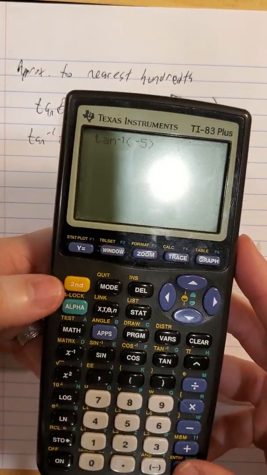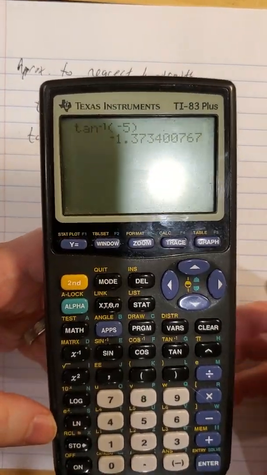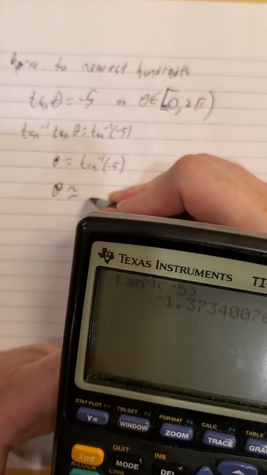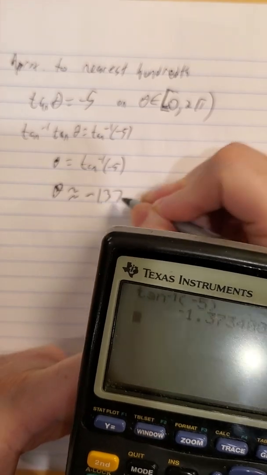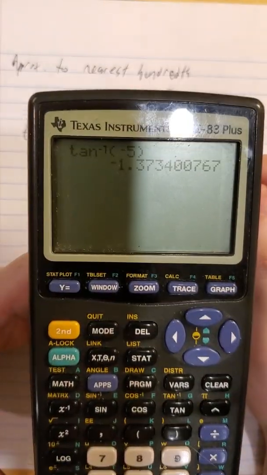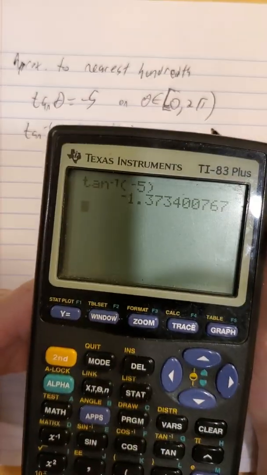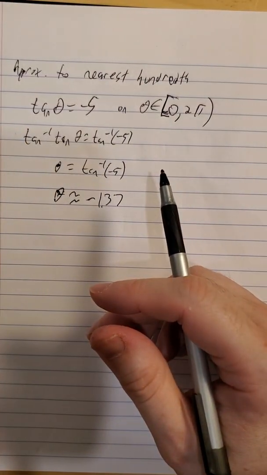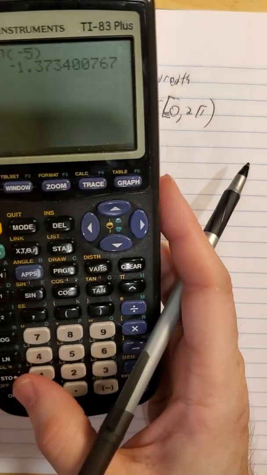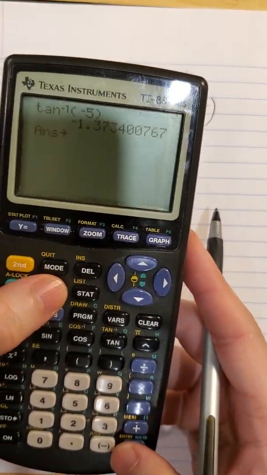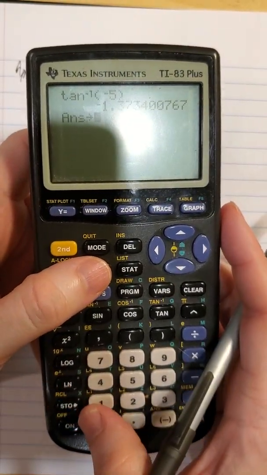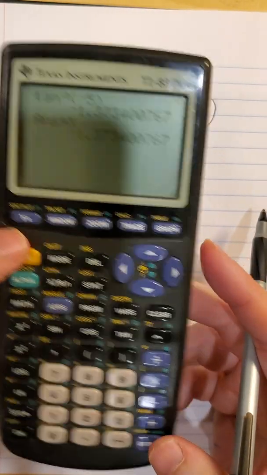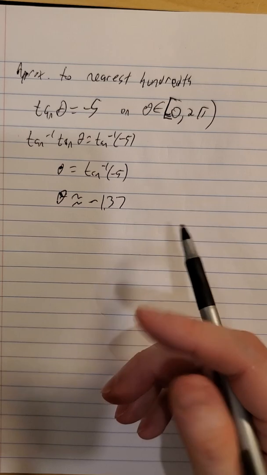All right, so there we are. There is our number of radians. So we get theta is approximately -1.37. Again, that's rounded to the nearest hundredth. We'll store this as our x. Store is above your on-off key, and we'll hit that as x. So just remember that's our x.